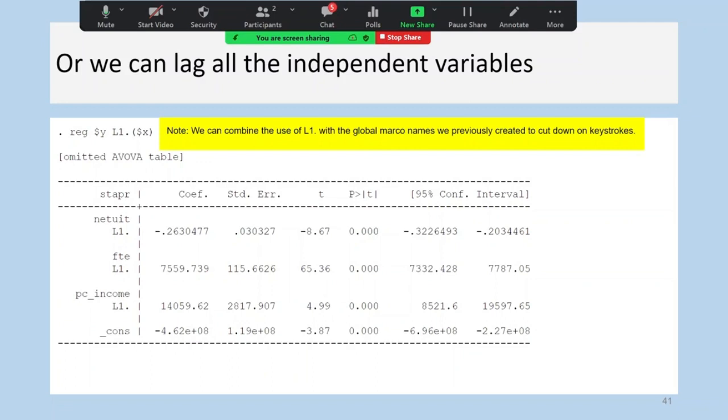I just lagged all of the independent variables, right? So it's the same thing, but I just lagged per capita income as well. Okay? So again, you would still interpret the p-values the same way, right? You get the same output, it's just that you're now lagging these variables, okay? So that's something you might want to consider if you're doing a correlation analysis where you think there might be reverse causality, okay? And to avoid it, you just lag.